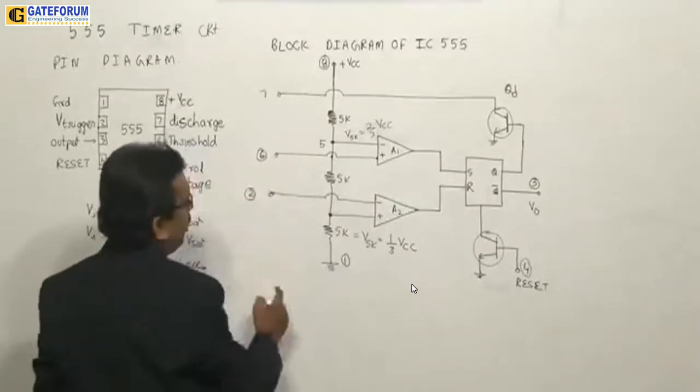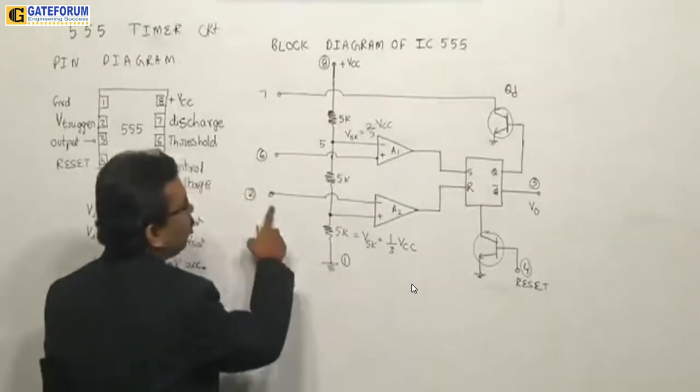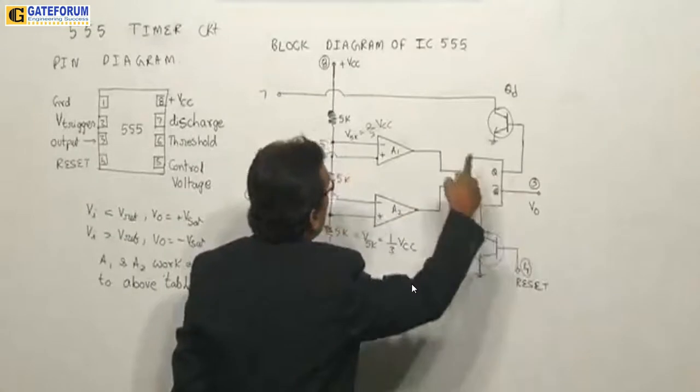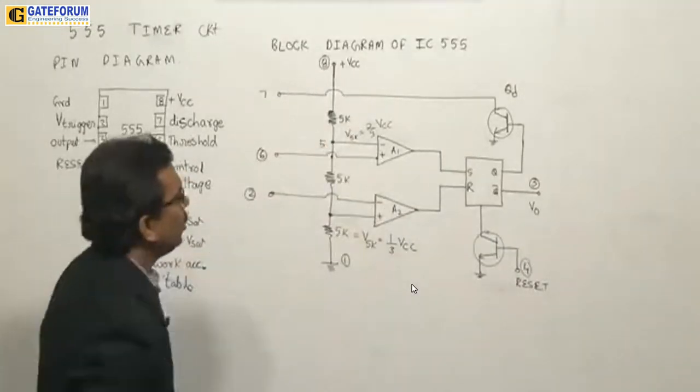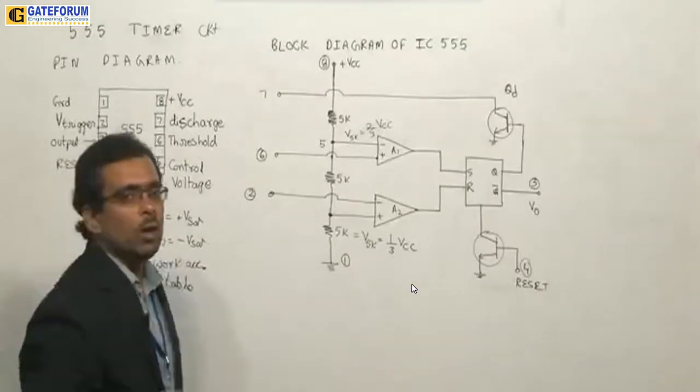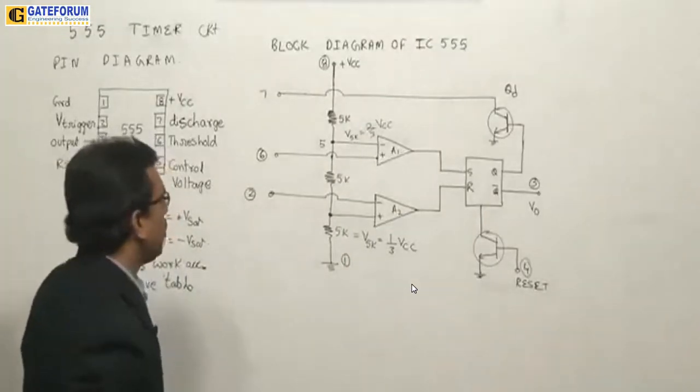It will be fixed. Now, this is pin number 7. So I have here pin 1, pin 2, pin 3, 4 and 5, 6, 7, 8. So 8 pins are filled. This is the block diagram of the 555 timer.